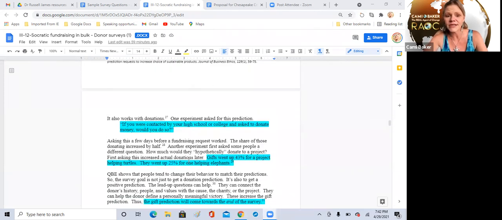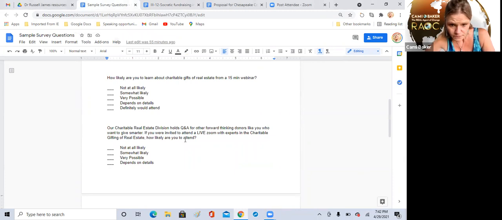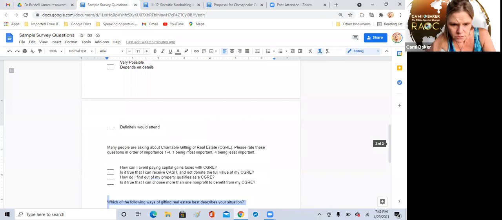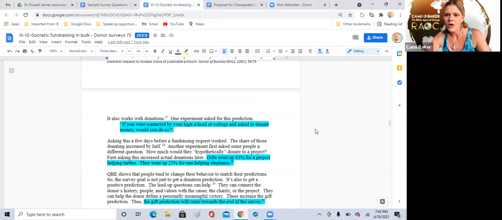So the question is, the question is, I don't see it now. The question is, if people like you, and that's another part of this, people like to be like other people like you, are considering charitable gifts of real estate more and more, how likely are you to make a charitable gift of real estate in the next 6 months?